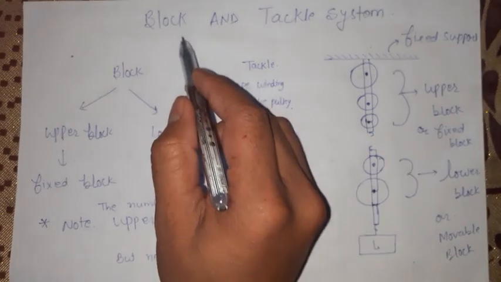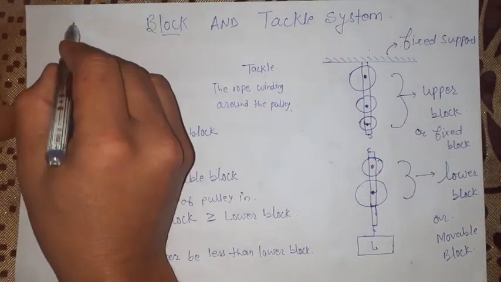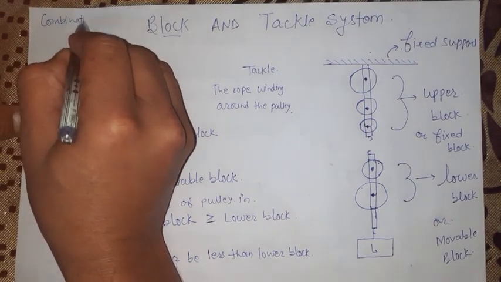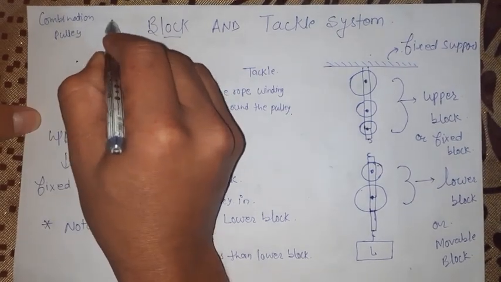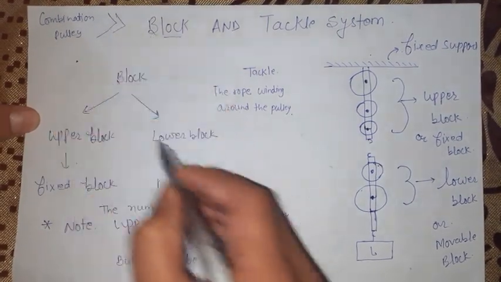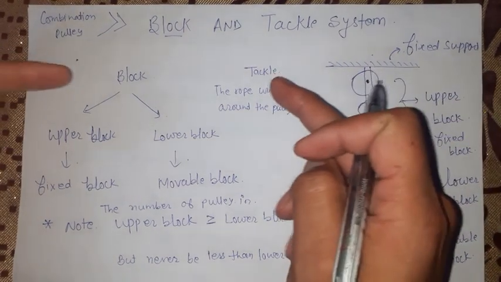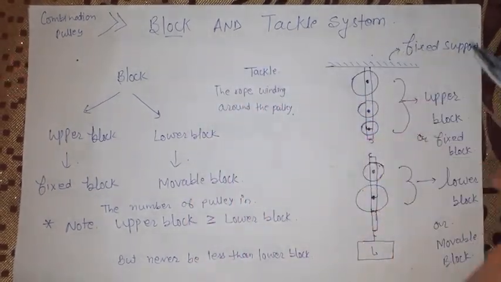In today's video, I'm going to discuss the block and tackle system, also known as a combination of pulleys. In our previous topic, we discussed the single fixed pulley and the single movable pulley. Now we are taking the combination of pulleys, which is also known as the block and tackle system.